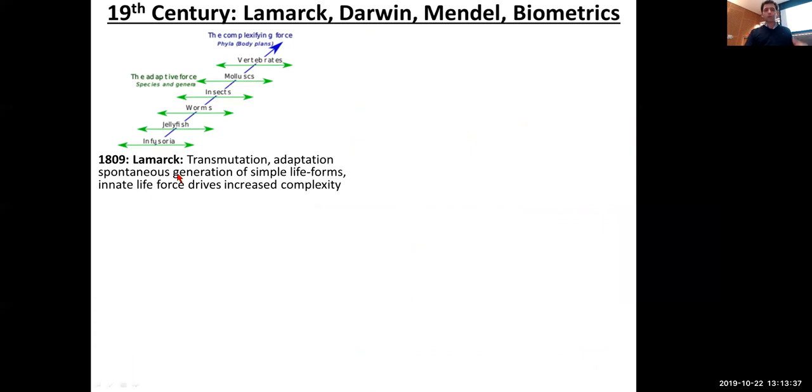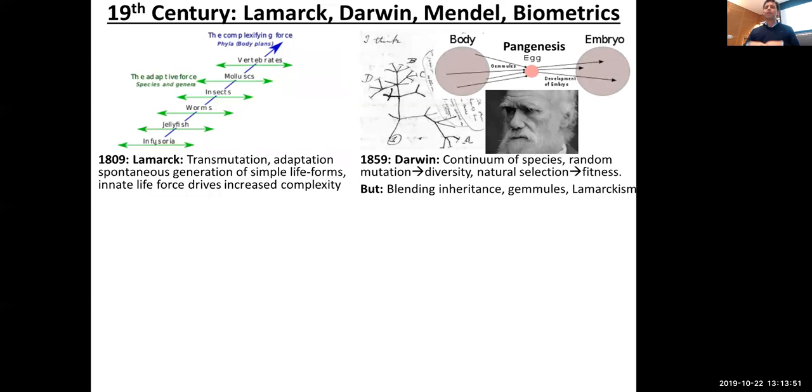So Lamarck had this concept of a complexity force that was pushing species to change, and this spontaneous generation of very simple life forms, and that innately there's some life force that drives complexity. And that's when Darwin comes in. Through his voyages, he realized that there's a continuum of species, that random mutation is probably what's leading to this diversity, and that natural selection on the fitness landscape is what's leading to these adaptations that we're observing.